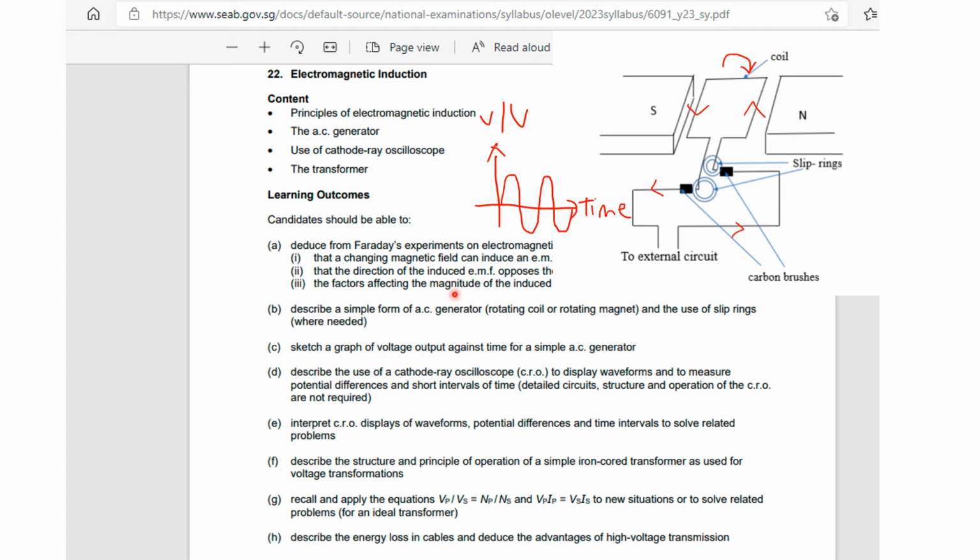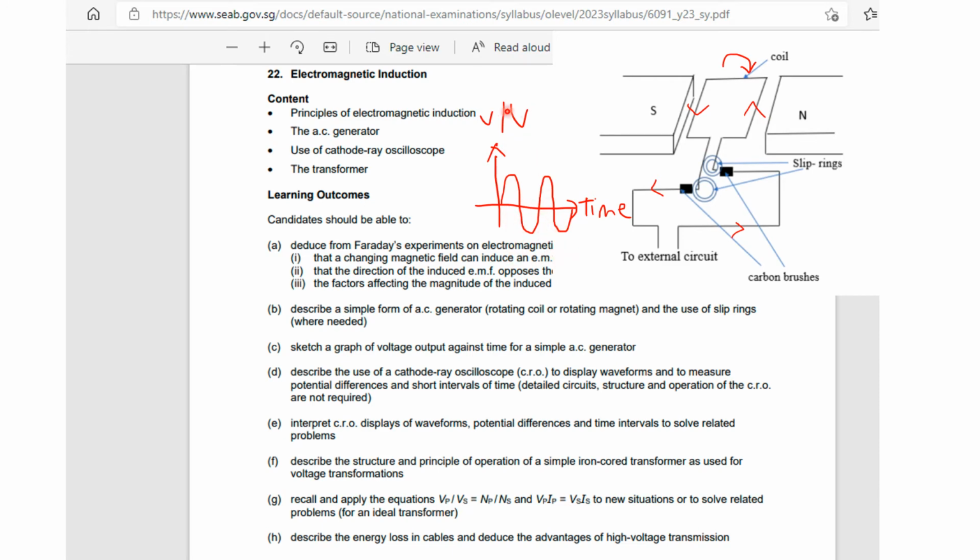Okay, and what affects peak voltage? There are some factors. If you use a stronger magnet, the peak voltage will increase. If you have more turns in this coil, the peak voltage will also increase. If you turn it faster, your peak voltage will increase, and at the same time, the frequency of the current will also increase.